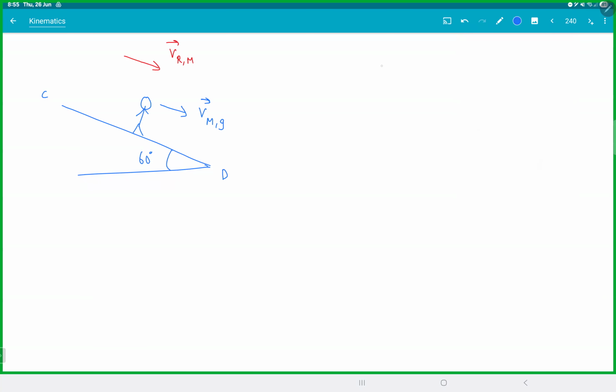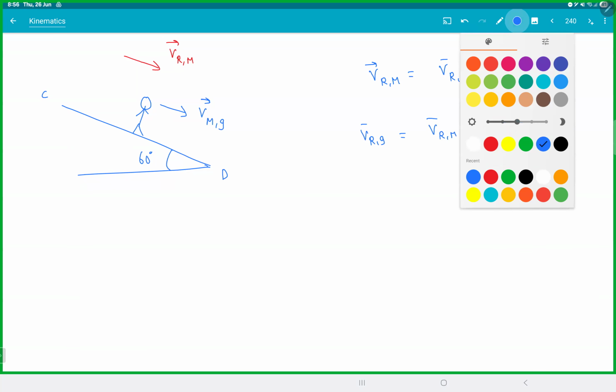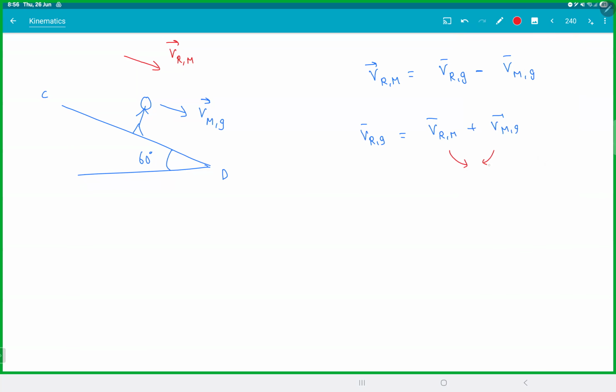Now, if you try to write this vectorially, velocity of the rain as seen by the man is nothing but velocity of the rain in the ground frame minus velocity of the man in the ground frame. Now, if you notice something here, this velocity of the rain in the ground frame is Vrm plus Vmg. Great. These two vectors are parallel to CD.